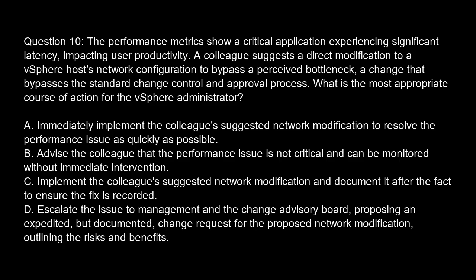Option A. Immediately implement the colleague's suggested network modification to resolve the performance issue as quickly as possible. Option B. Advise the colleague that the performance issue is not critical and can be monitored without immediate intervention. Option C. Implement the colleague's suggested network modification and document it after the fact to ensure the fix is recorded. Option D. Escalate the issue to management and the change advisory board, proposing an expedited but documented change request for the proposed network modification, outlining the risks and benefits.